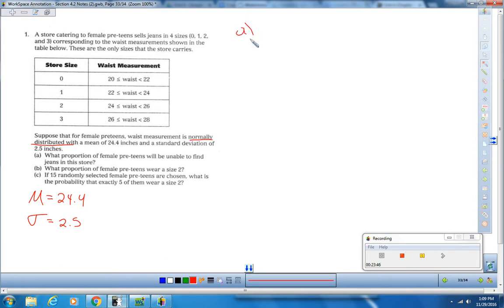Well, if you're unable to find jeans, it means your waist has to be less than 20, or plus, your waist has to be bigger than 28. Now I know that greater than or equal to probably doesn't need to be there, but this says greater than or equal to, which is probably more precise. Let's just try to be as precise as possible. But we know that greater than or greater than or equal to are going to give us the same value.